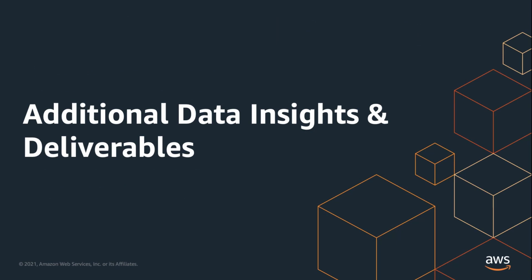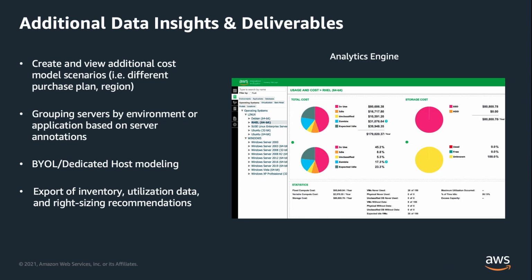Next, let's look at the additional optional Migration Evaluator deliverables, the analytics engine, and the directional business case. The analytics engine is a web-based viewer which allows you to dig deeper into your migration assessment. You can examine costs by different facets, such as by operating system or by hypervisor host. If server annotations were supplied, you can view costs by environment or application groupings. You can view the server utilization we recorded and which servers are idle or completely unused. You can examine the cost models created by Migration Evaluator and create your own cost models, including BYOL options. And all of this data can be exported for further analysis if required.